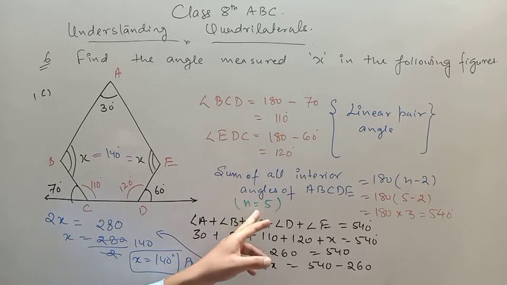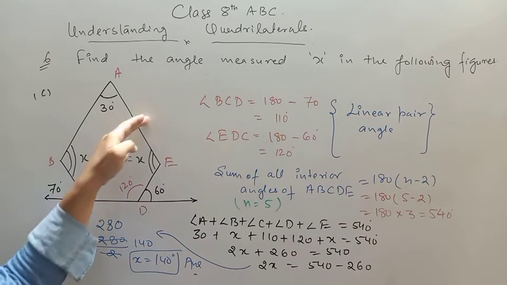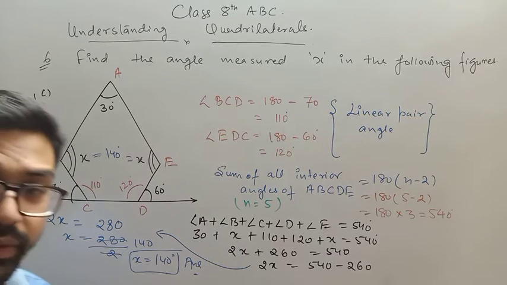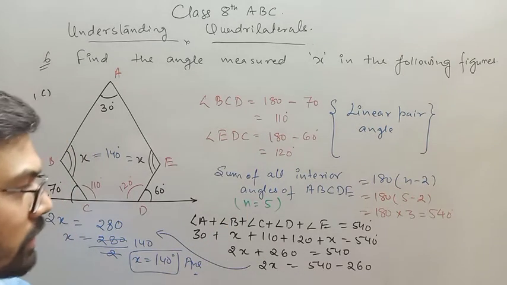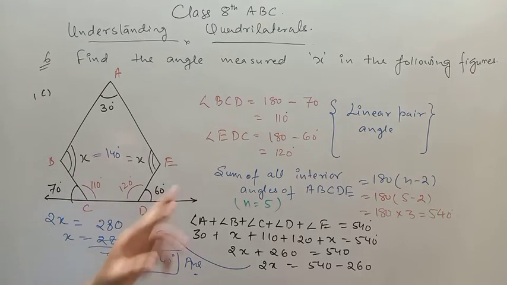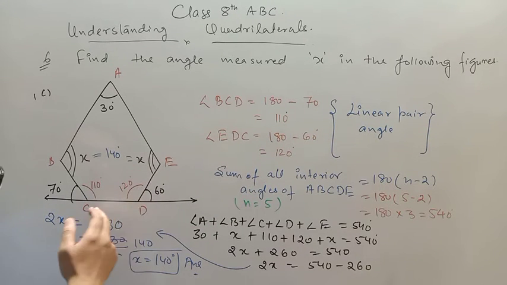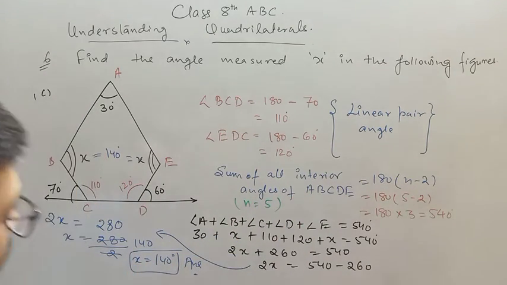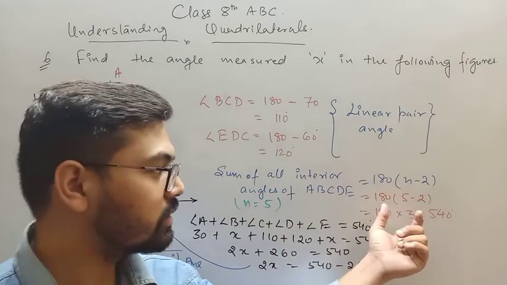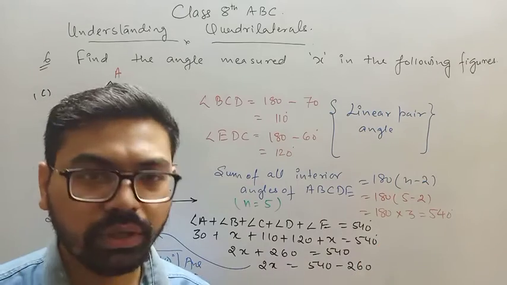So why have I taken n equal to 5 here? The reason is this polygon has 5 sides: 1, 2, 3, 4, 5. That's why I have taken n equal to 5. And I know that if this angle is given to you as 70 degrees, I can calculate this interior angle, which is equal to 180 minus this. The reason is this is a linear pair angle. Similarly, I can calculate EDC as 180 minus 60, and the reason is the linear pair angle. After this, I just applied the formula n minus 2, and n equals 5 in this case. So 180 into 3 is 540.